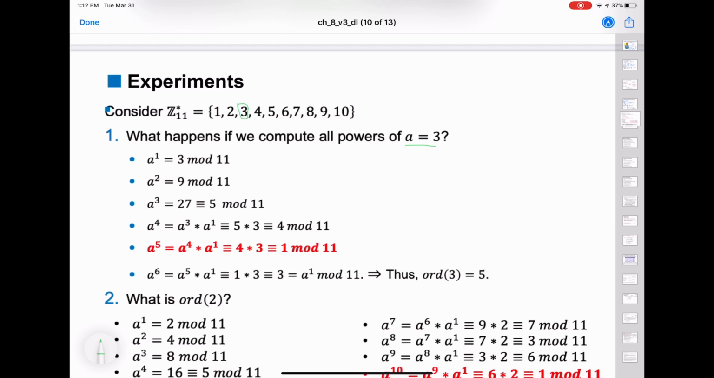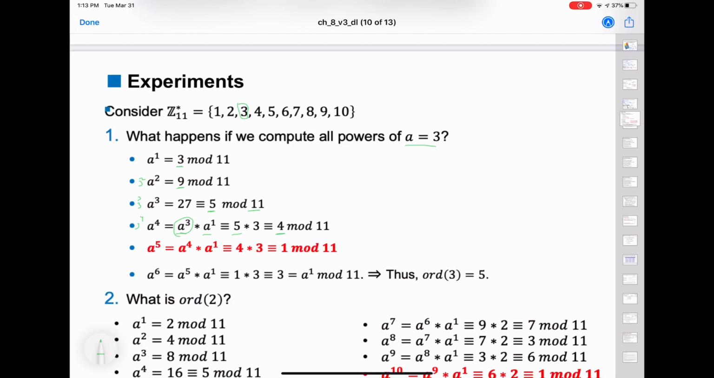I'm going to do a equals 3 to the power of 1, modulo 11, it generates 3. 3 to the power of 2 is 9, it generates 9. 3 to the power of 3 is 27, minus 22, this gives you 5, it generates 5. 3 to the power of 4, you can calculate as 3 to the power of 3 times 3 to the power of 1, which is 5 times 3, that's 15. Subtract 11, this equals 4.